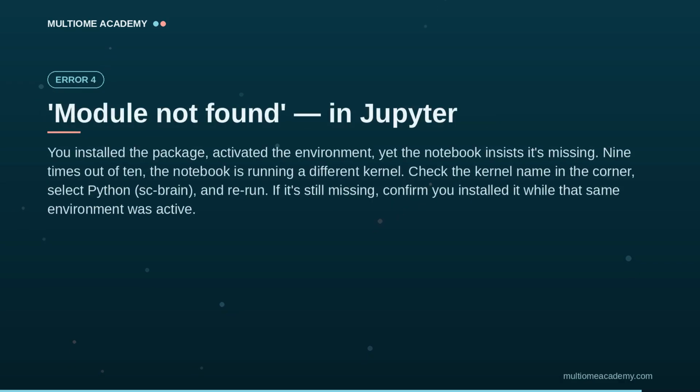You installed the package, activated the environment, yet the notebook insists it's missing. Nine times out of ten, the notebook is running a different kernel. Check the kernel name in the corner, select Python-SC brain, and rerun. If it's still missing, confirm you installed it while that same environment was active.